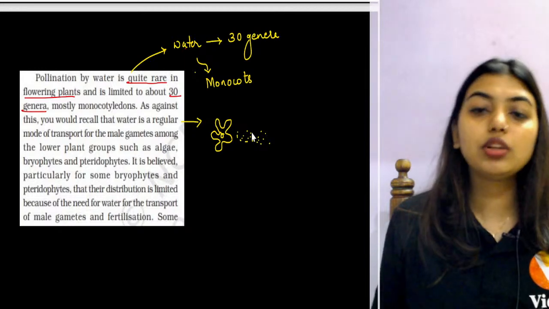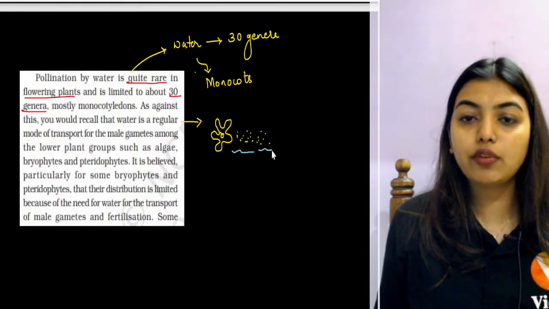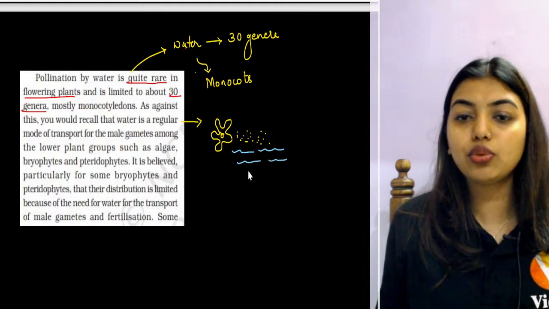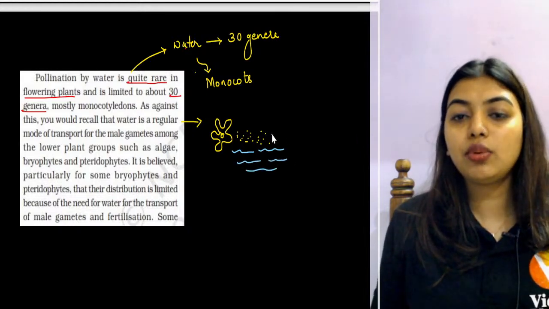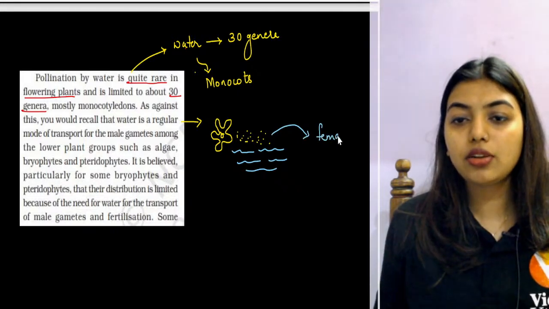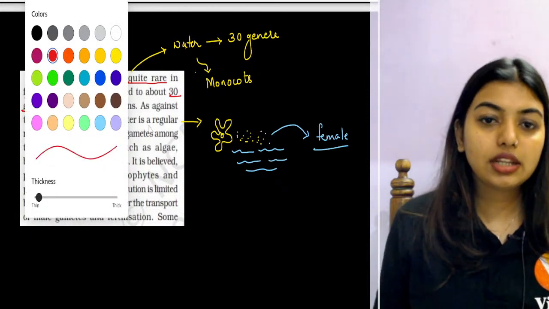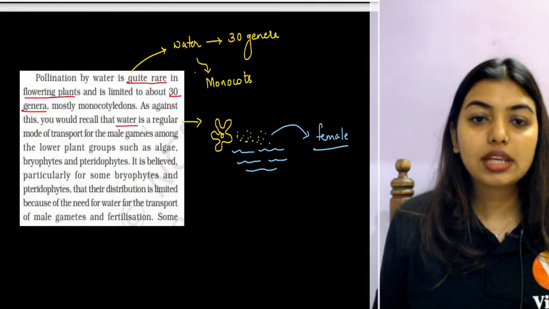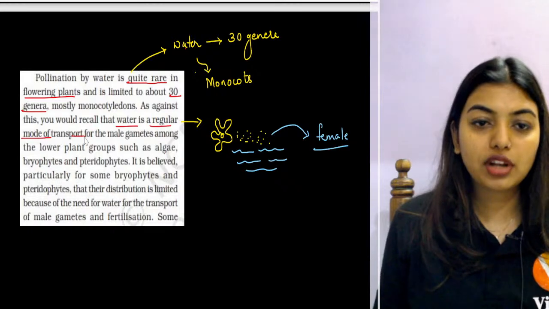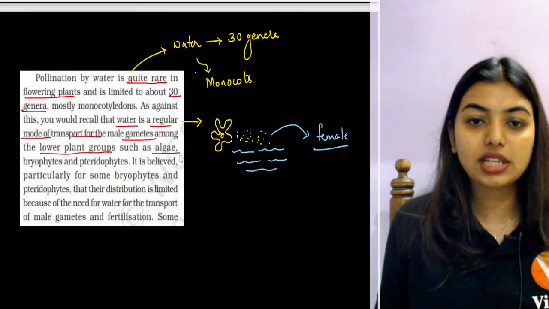Now, how will the pollen grains get scattered in water? It has to go with the help of water currents. Yes or no? It has to move with the help of water currents. Now once it moves with the help of water current, it has to reach the female gametophyte or the egg for the fertilization. So here they're trying to say that water is a regular mode of transport for the male gametes among the lower groups such as algae, bryophytes and pteridophytes, right?